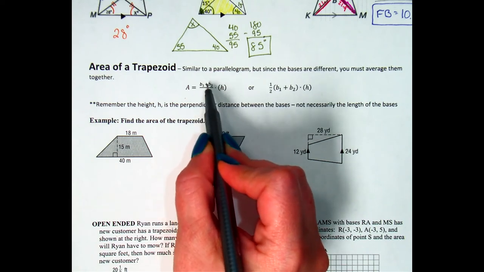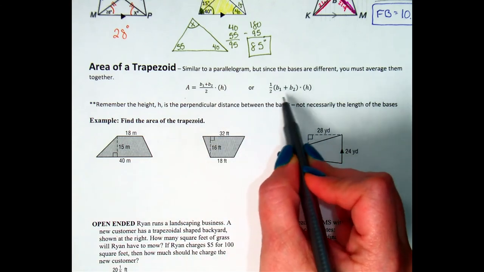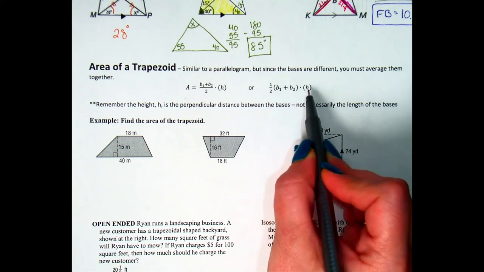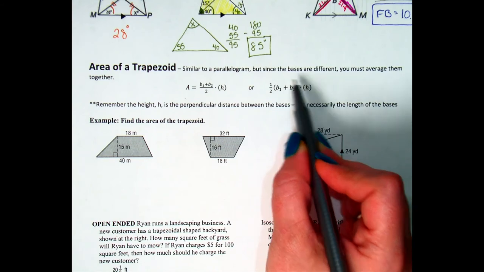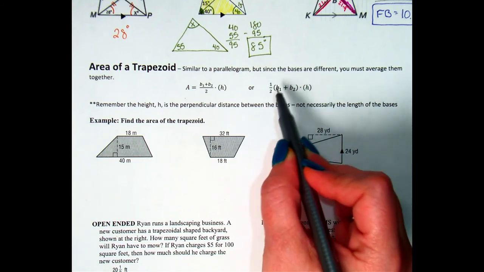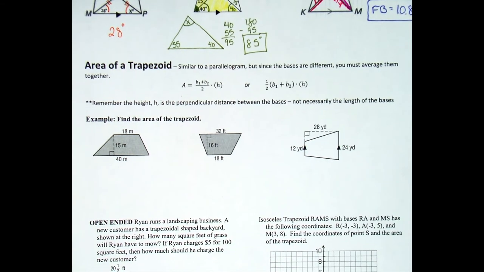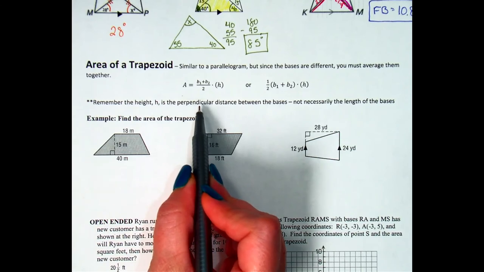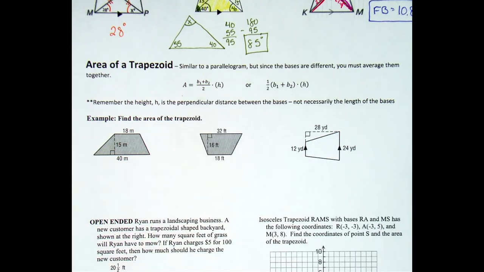It's the average of the bases times the height. Another way to write it is 1/2 the bases added together, so the average of the bases times the height. You can write it either way, whichever one you prefer. I probably tend to stick with this one, but either way will absolutely work. Don't forget your height has to be the perpendicular distance between the bases, not necessarily the length of the bases or the length of the legs.